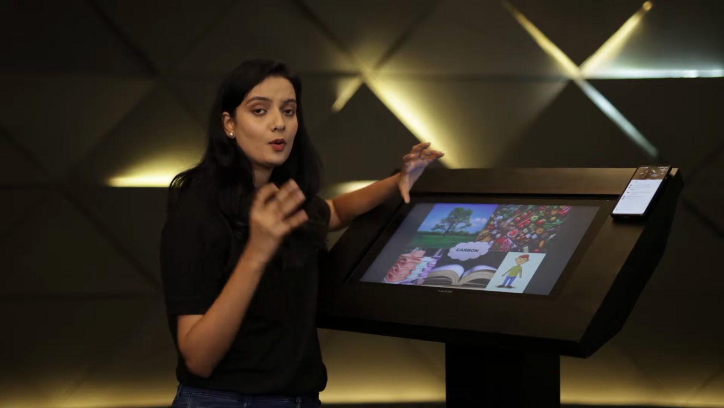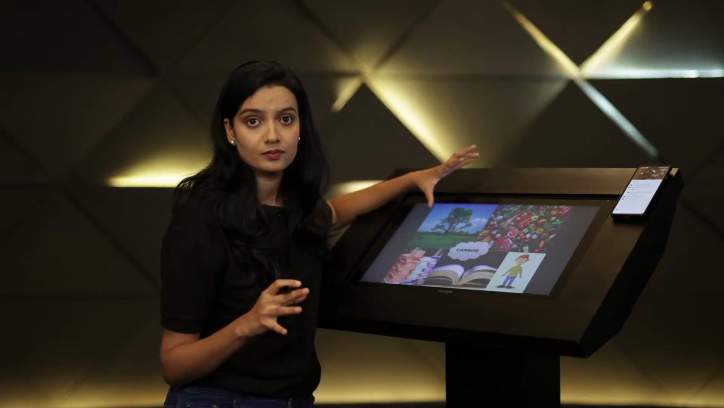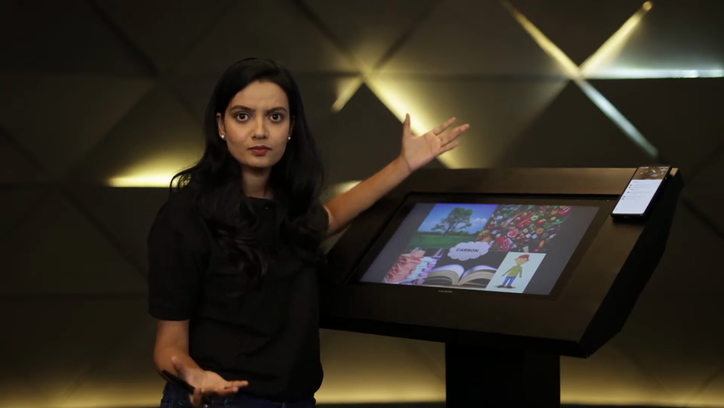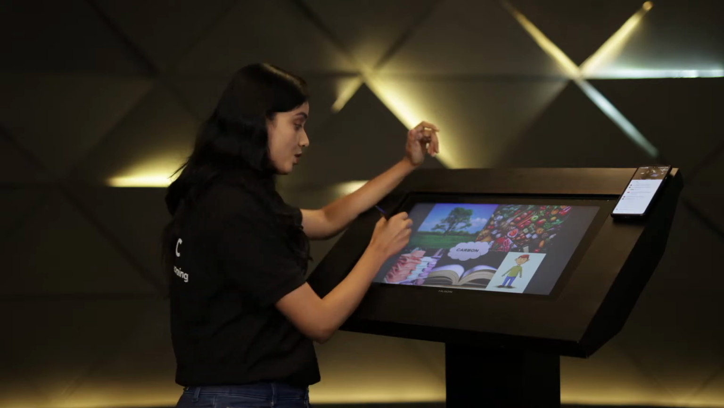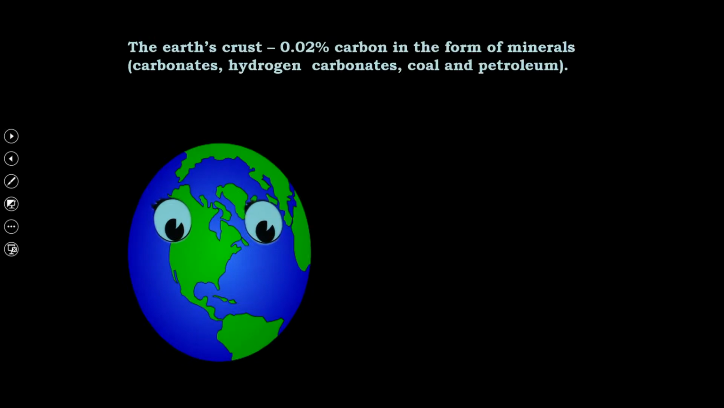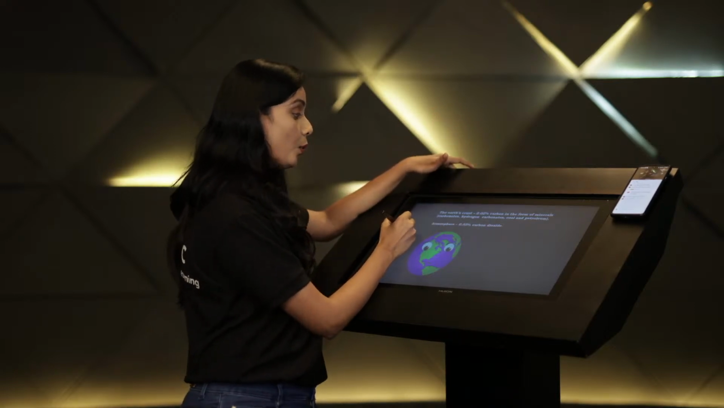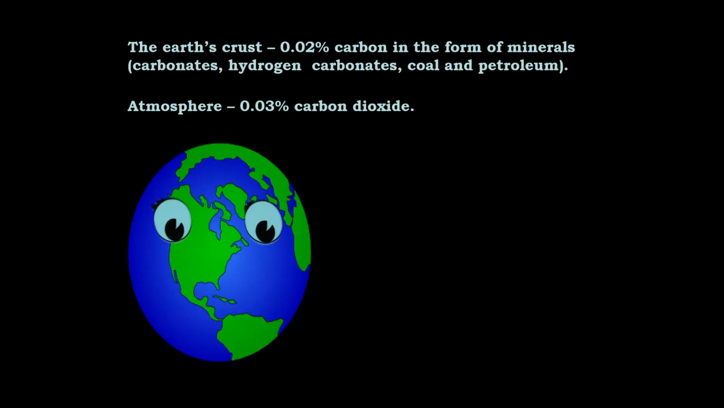Can you tell me where carbon is found? Is carbon present in this atmosphere or in the Earth's crust? Can you see carbon? So let me tell you that carbon is present in the Earth's crust with a percentage of 0.02, and that too in the form of minerals, carbonates, hydrogen carbonates, coal and petroleum. And in the air, that is atmosphere, it is present with a percentage of 0.03.